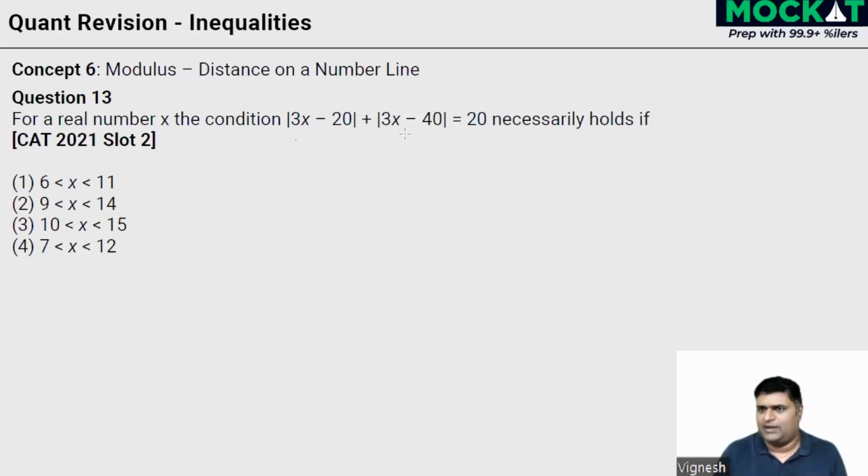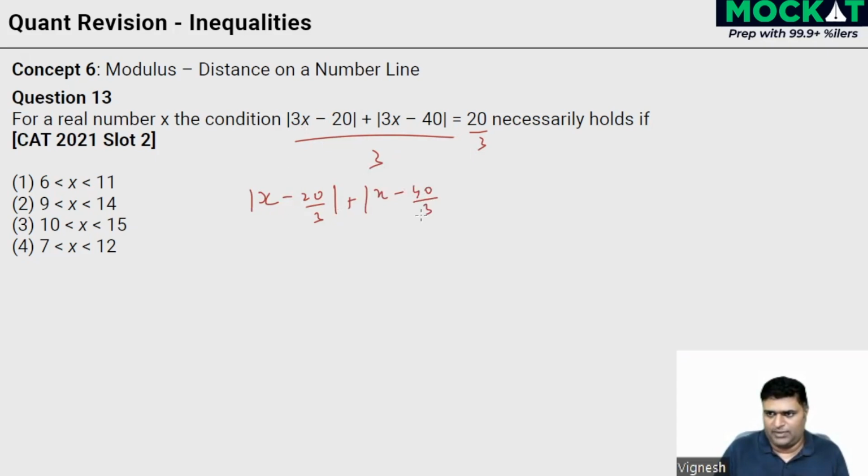Positive number. So I can divide both left-hand side and the right-hand side with the 3, right? And what do we get? Modulus of 3x minus 20 by 3 is 3x by 3 minus 20 by 3. 3x by 3 is x minus 20 by 3. I can rewrite it now. Plus x minus 40 by 3, right? Equals 20 by 3. What does it mean? The distance from 20 by 3 plus the distance from 40 by 3 should be 20 by 3.